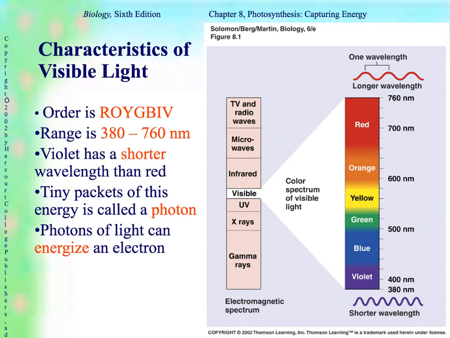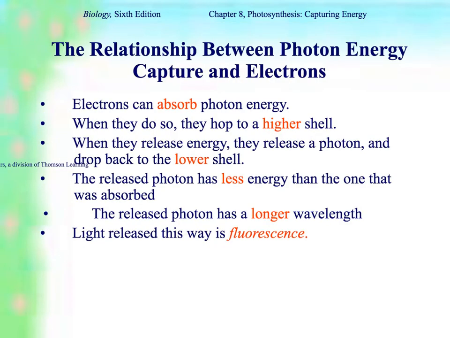Tiny packets of this energy is called a photon. That's a very important term. And these photons of light can energize an electron. All right, so electrons can absorb this photon energy, and when they do so, they jump to a higher shell, which means they are going farther away from their nucleus. When they release their energy, they release a photon, and then they'll drop back down to the lower shell. The released photon has less energy than the one that was absorbed. The released photon has a longer wavelength. Light released this way is called fluorescence.